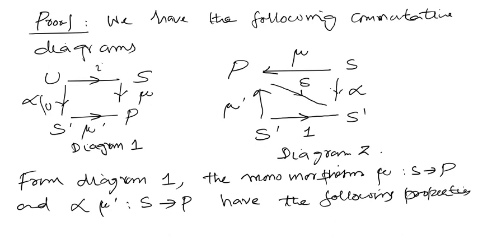These two mappings are morphisms, and you will see that they agree on U, from this diagram 1. They agree on U. So we check U mu. We will show that U mu is equal to U alpha mu prime.